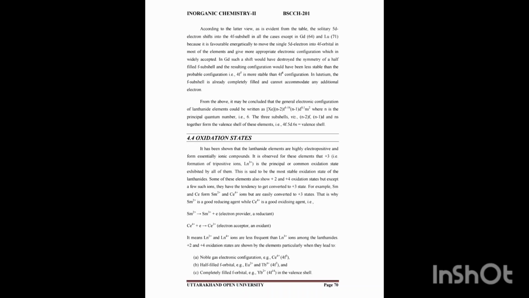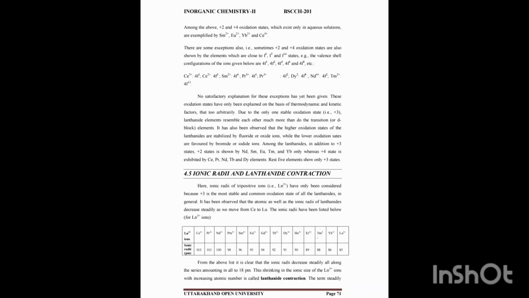+2 and +4 oxidation states are shown by elements particularly when they lead to a noble gas configuration, a half-filled orbital, or a completely filled f orbital. Among the above, +2 and +4 oxidation states which exist only in aqueous solution are exemplified by Sm2+, Eu2+, Yb2+ and Ce4+. There are some exceptions also.